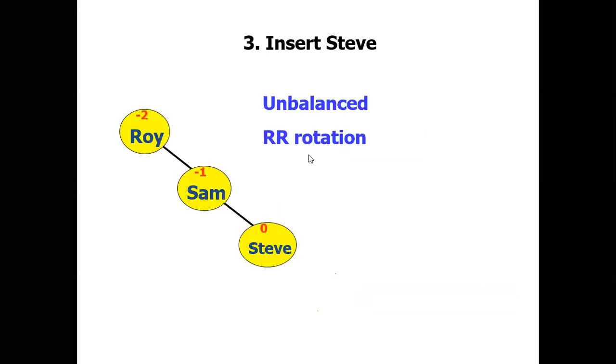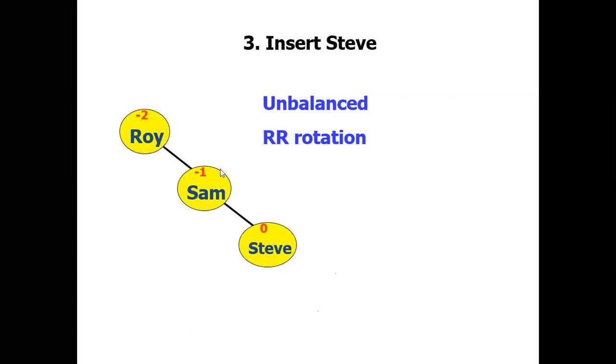Then let's add another, Steve. We add Steve here. The balance factor of Roy increased to -2. So what do we need to do? We need to perform a rotation. And what kind of rotation is this? To help us determine, we need to find out what happened to the previous tree we had that resulted in Roy becoming unbalanced. And what happened was that we added Steve at the right. So this is going to be a right rotation.